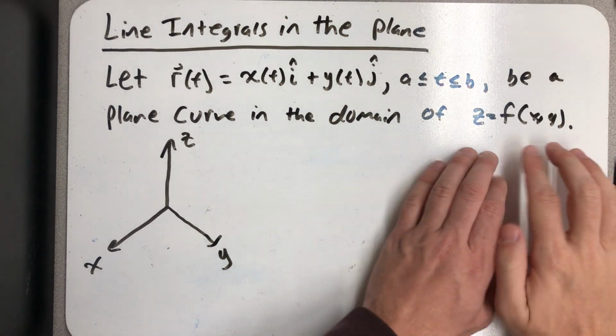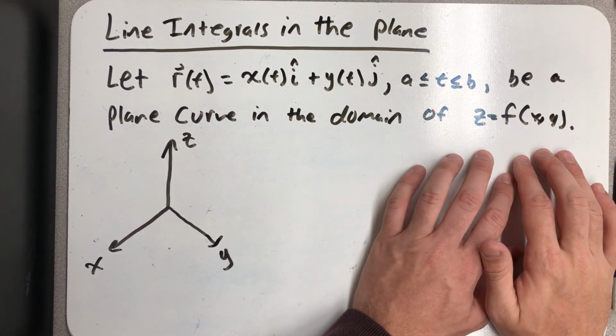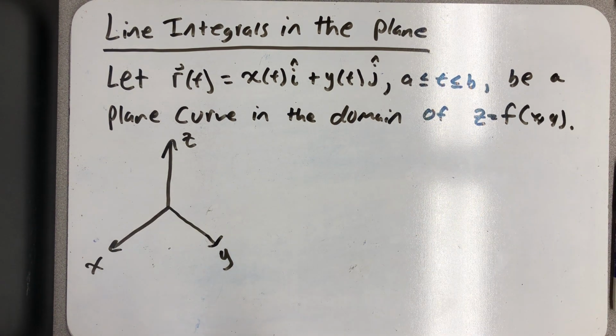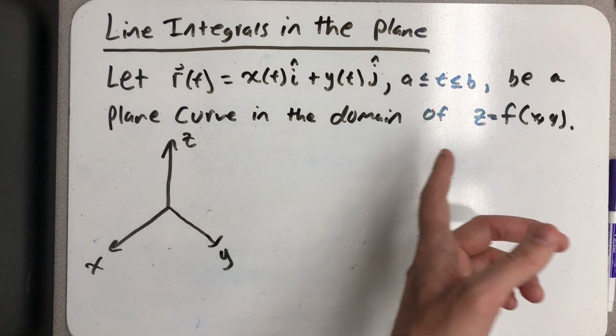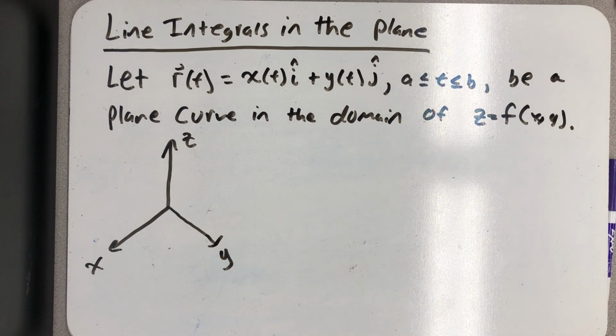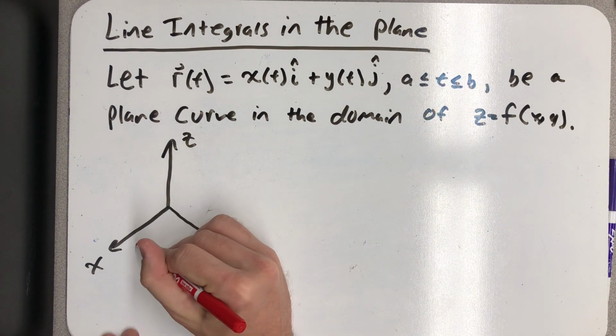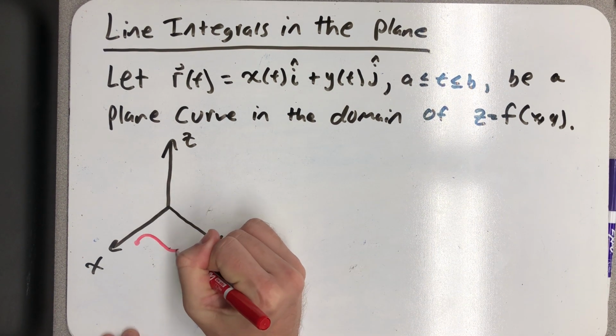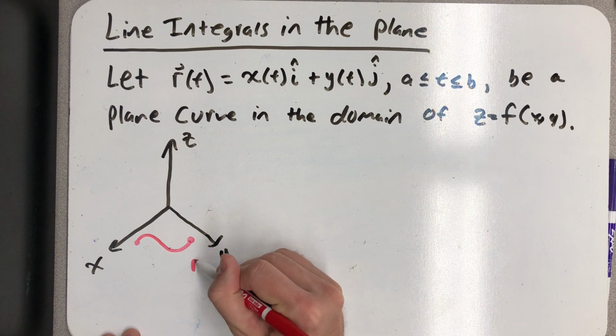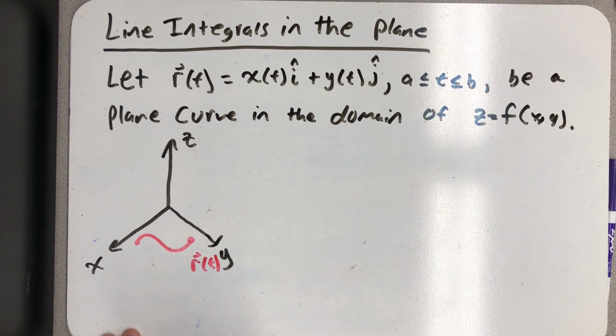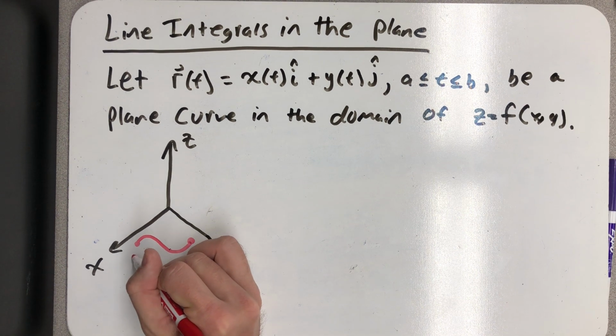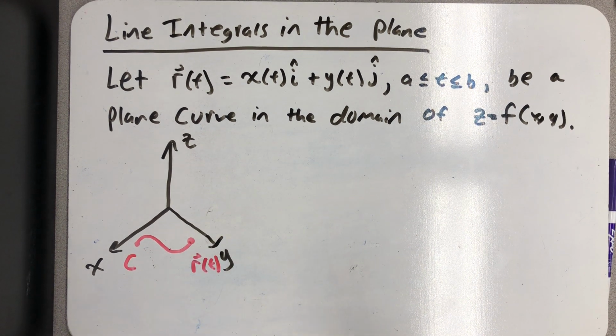Let's imagine that we have a function on two variables, z equals f of x, y. And in the domain of that function, we have this vector function, x of t i plus y of t j, where t is between a and b. So that would give me some kind of curve in the plane. So that's what I'm going to say the graph of r of t is, right? And I could call that a curve. I could think about that as a curve, and I'm going to call that curve C.